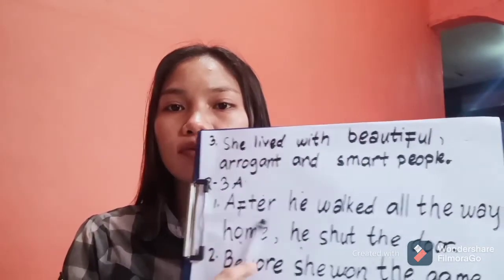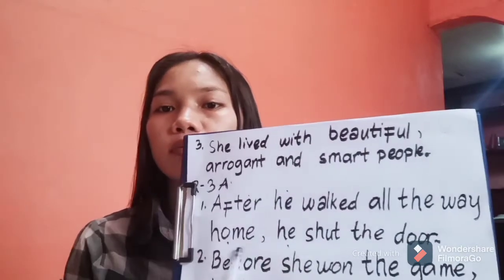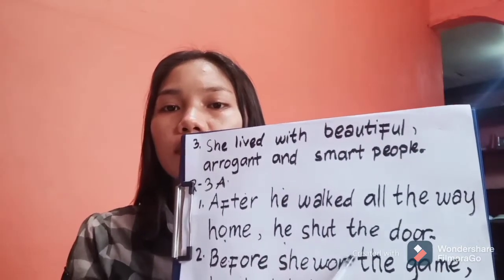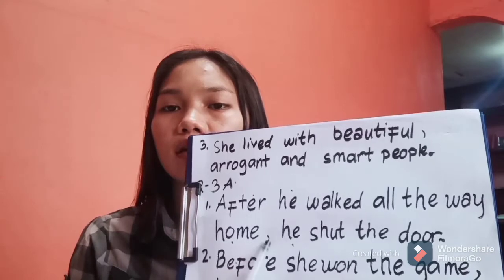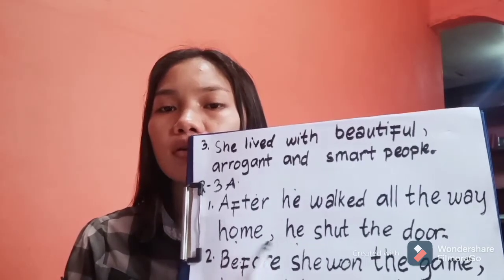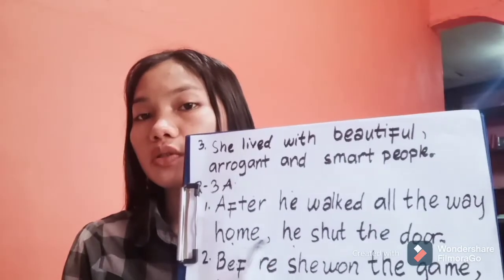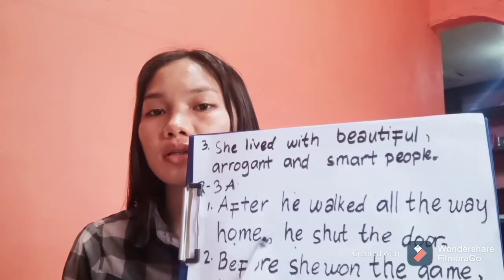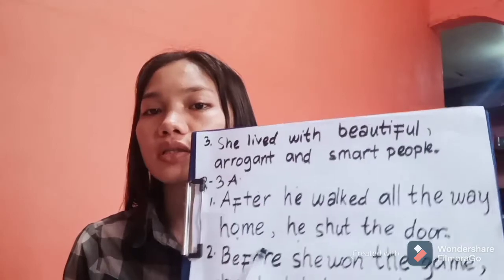Another rule of comma, rule number 3A. Two independent clauses can be put together using a comma instead of a period. For example, after he walked all the way home, he shut the door. I put the comma to put together the two independent clauses instead of a period.